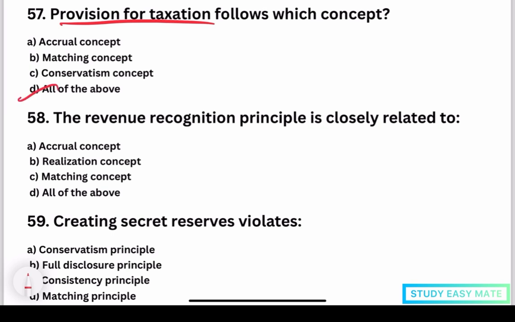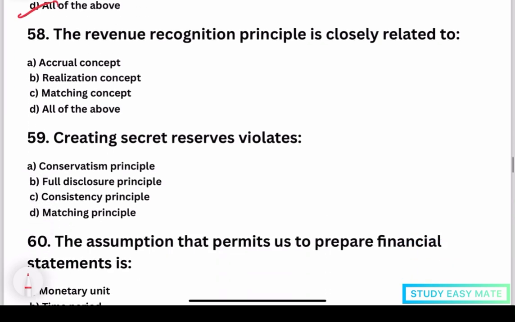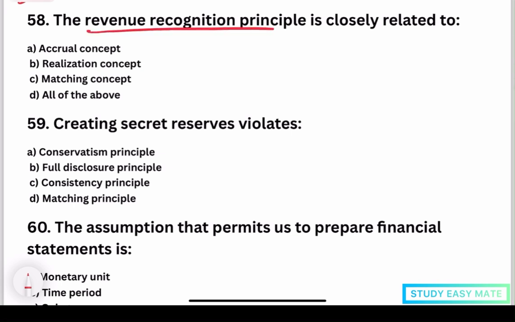So 57, provision for taxation follows which concept? All the above: accrual, matching, conservatism. I'm sure that you know. The revenue recognition principle is closely related to which of the concepts? All the above again.